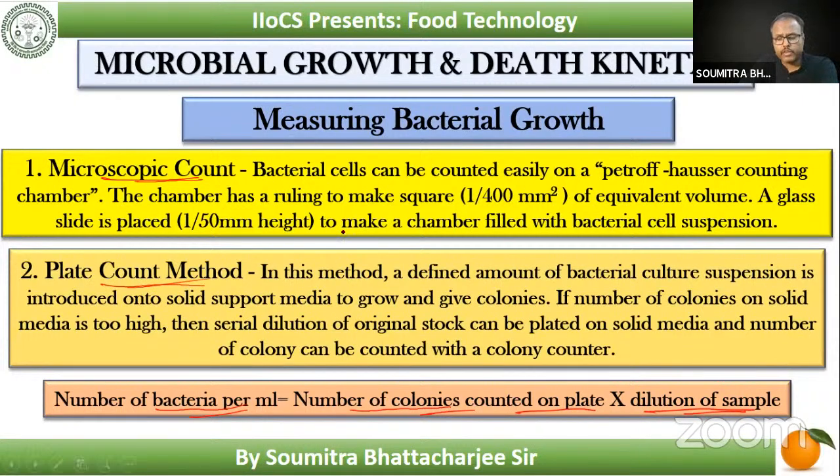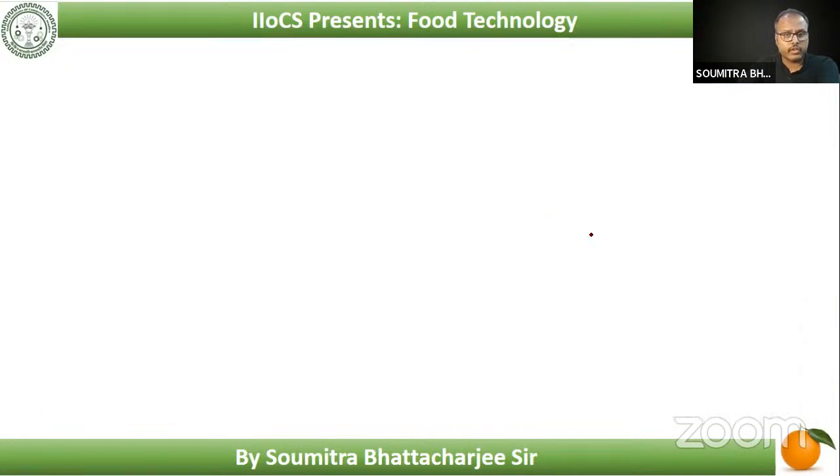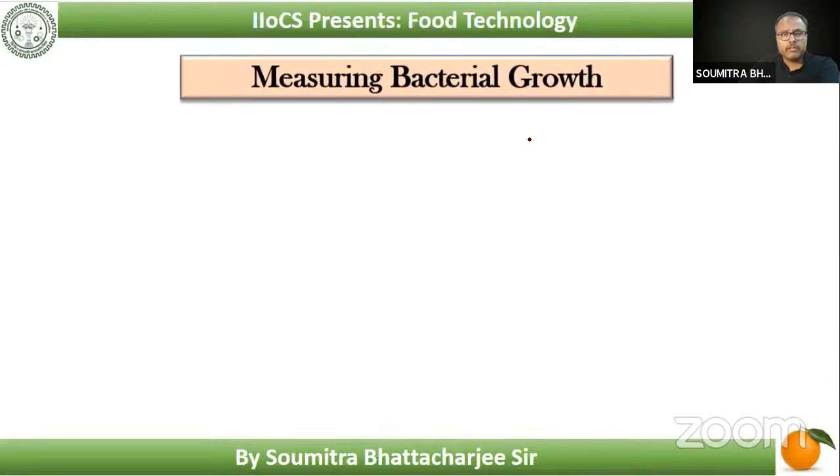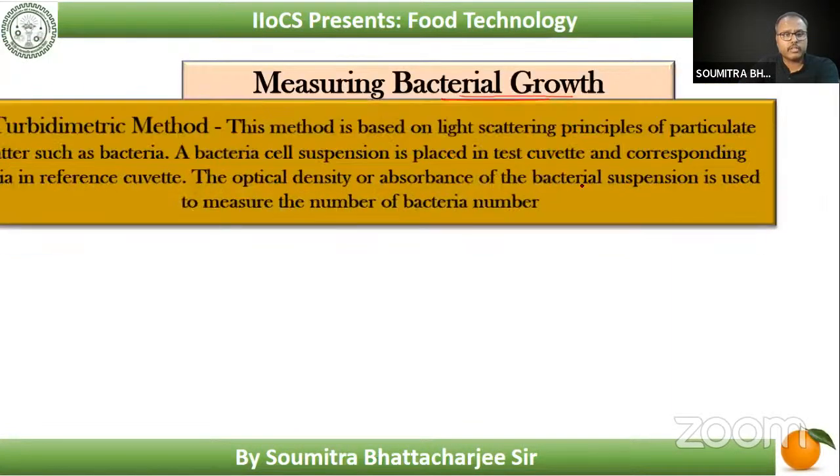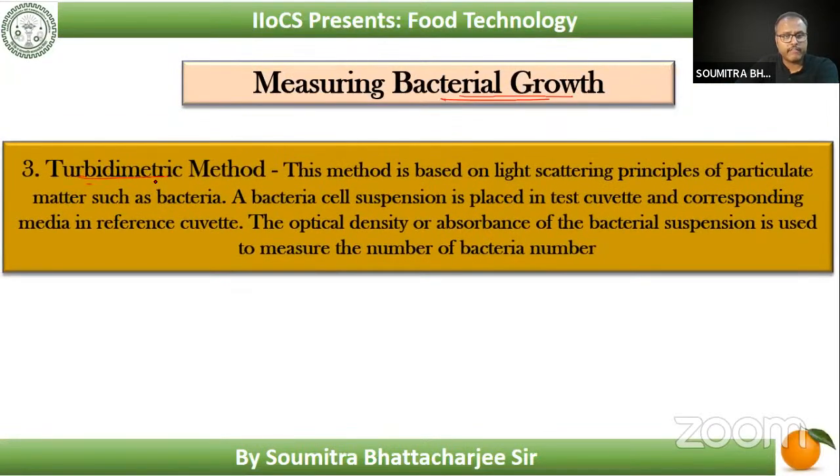Microscopic count means we take the bacterial solution and count the number of cells under a microscope. In the plate count method, we plate the microbes, isolate them, and count the colonies of microbes growing there. Now, for measuring bacterial growth, we also have the turbidimetric method. What is the turbidimetric method?